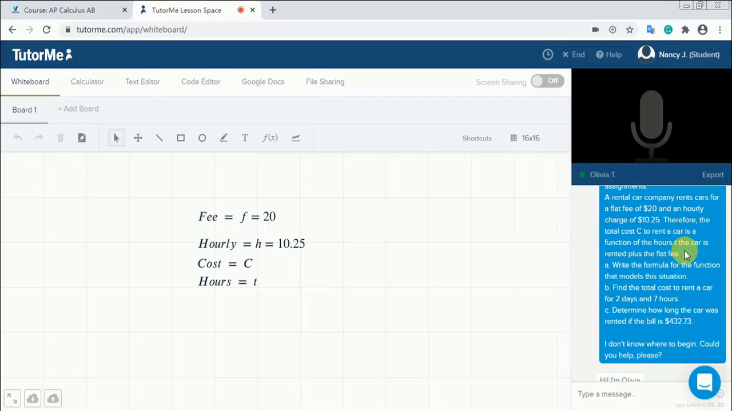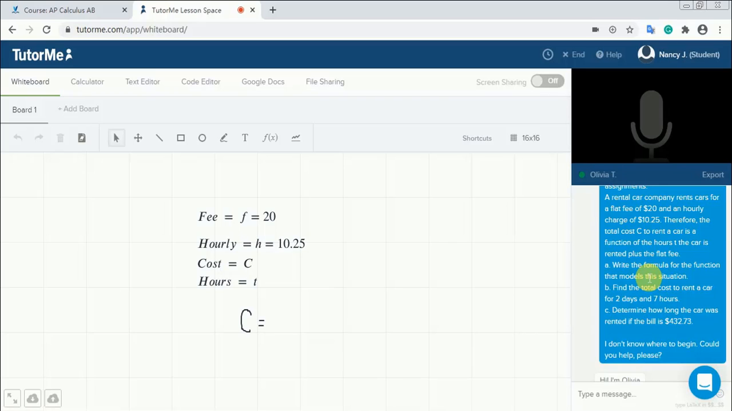So they want us to write a formula for the function that models this situation. So what they want is they want to know how much our total cost is. And we want to find out what our total cost is by using all of these variables. Does that make sense? Okay. We know that we want to know how much the total cost is, right? So does it make sense that our function is going to be C equals something?